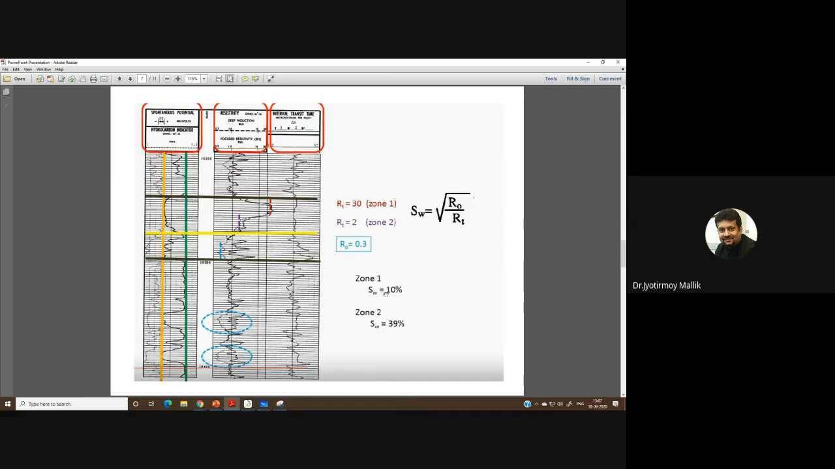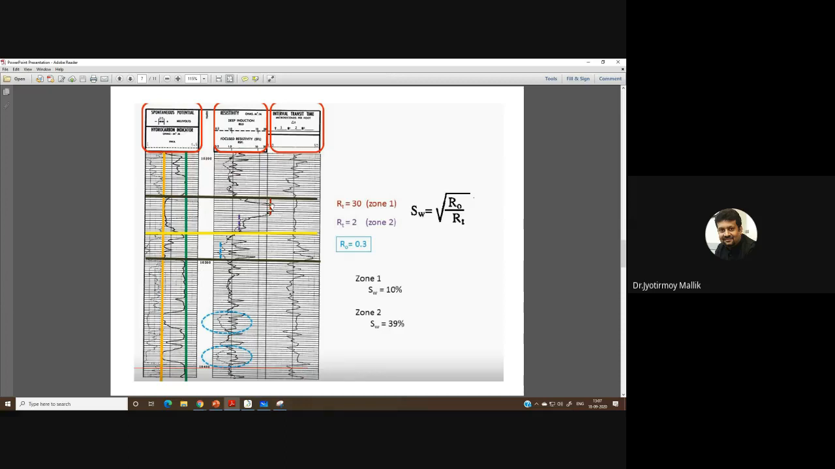That means the hydrocarbon saturation is 90%, right? Because SH is equal to 1 minus SW, you remember? So the hydrocarbon saturation in the red zone is 90%. Similarly, the water saturation in zone 2 here is around 40%. So that means the hydrocarbon saturation is around 60%.